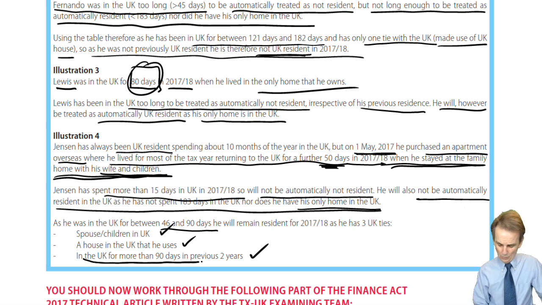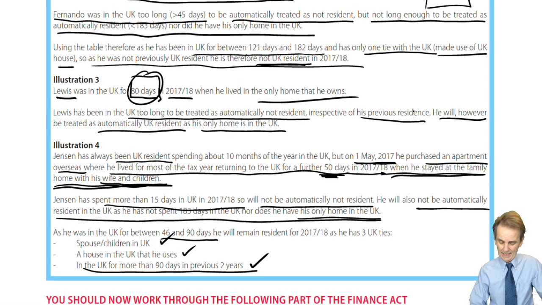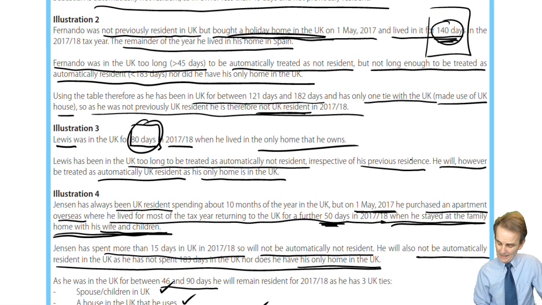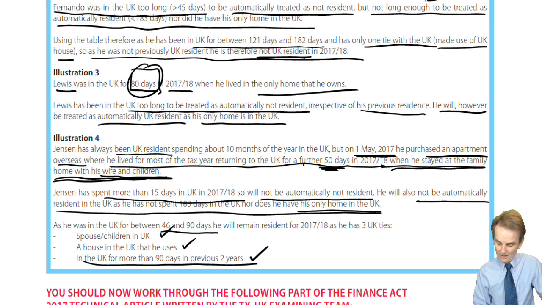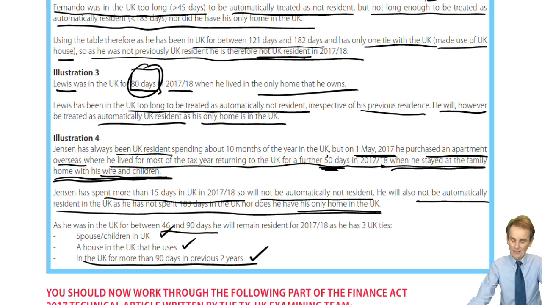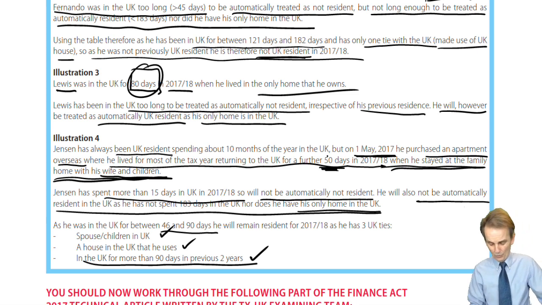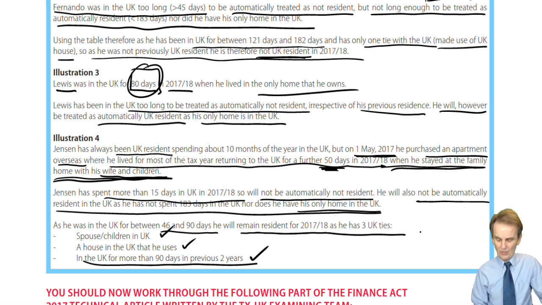He's in the UK for more than 90 days in the previous 2 years. Again, looking to the information provided here. Where are we? Spending about 10 months of the year in the UK. So that again would mean, yes, more than 90 days quite clearly within the UK in the previous 2 years. So we've got the 3 ties based on the number of days in the UK. Therefore, he is UK resident. He will indeed be classified as UK resident. So that status, he has been UK resident. He will remain UK resident for this tax year.